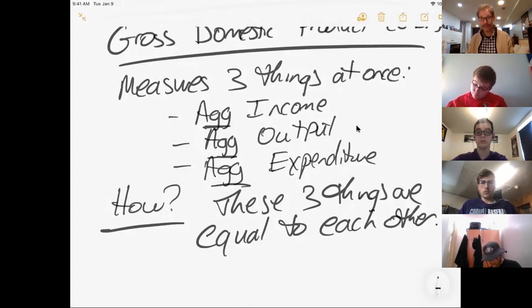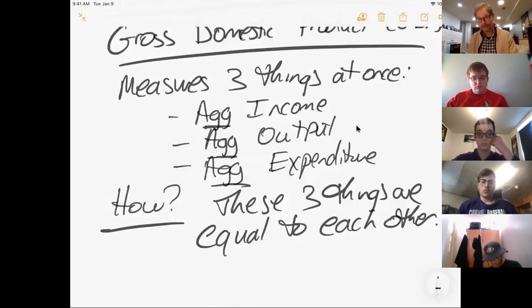It's got to be the case that all expenditure has to be paid by somebody. It has to be somebody's income. And somebody's income has got to be linked to output. So when we talk about GDP, we can refer to it as a measure of aggregate income, but we can also refer to it as a measure of aggregate output and a measure of aggregate expenditure.